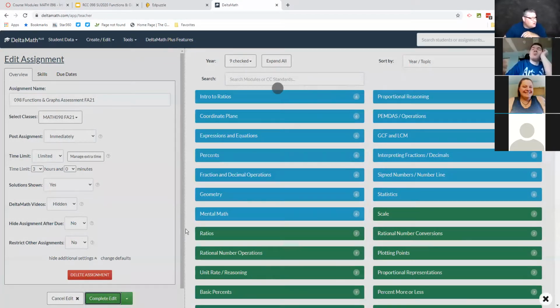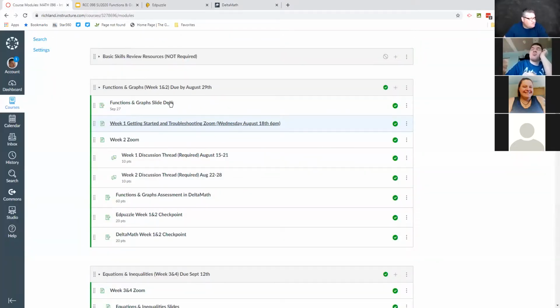So make sure that you get done with the slide deck first. Make sure you have your Delta Math and your Edpuzzle all done before you do the assessment. And so in the grade book, it will show what you got on the assessment, what you get for the Edpuzzle for that unit, and what you get for Delta Math on that unit.